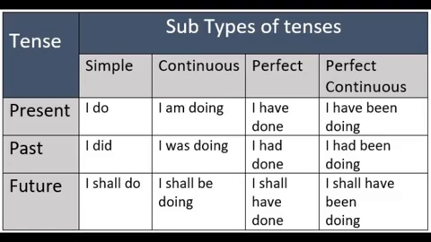Like that, past simple, I did. Past continuous, I was doing. Past perfect, I had done. Past perfect continuous, I had been doing. Like that, future simple, I shall do. Future continuous, I shall be doing. Future perfect, I shall have done. And for future perfect continuous, I shall have been doing.